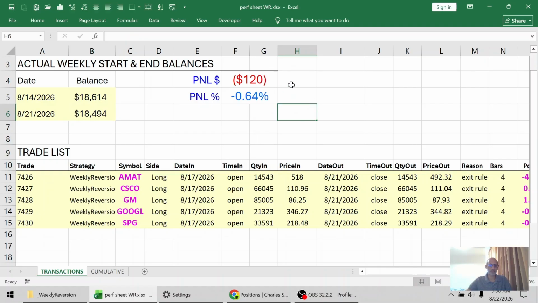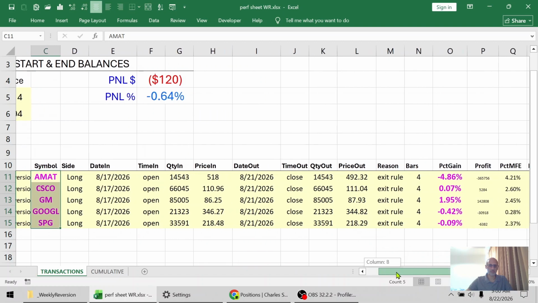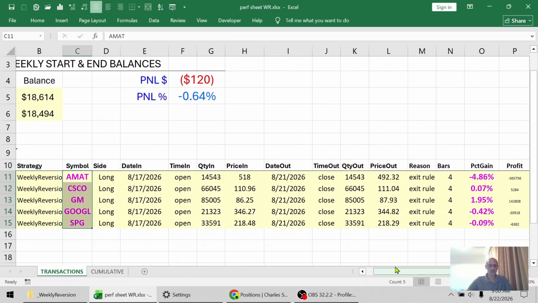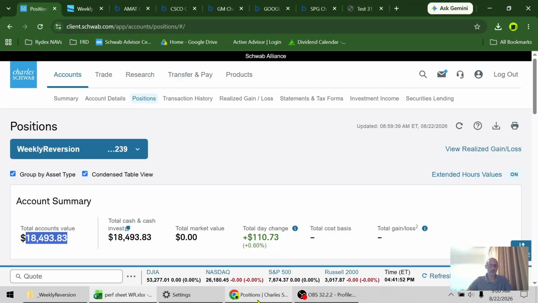The account was down $120, which is a loss of negative 0.64%. And these were the 5 positions that were held in the portfolio, each one weighted at 20%. First one was AMAT, Applied Materials. That was the worst trade of the week, down 4.9%.